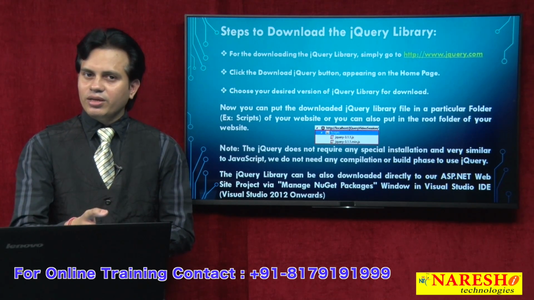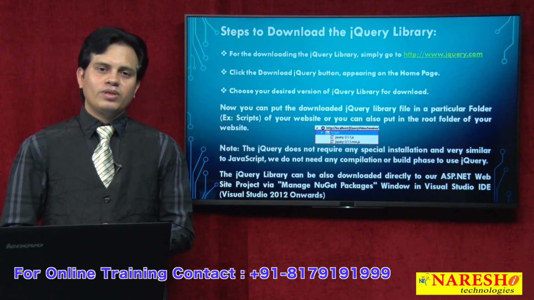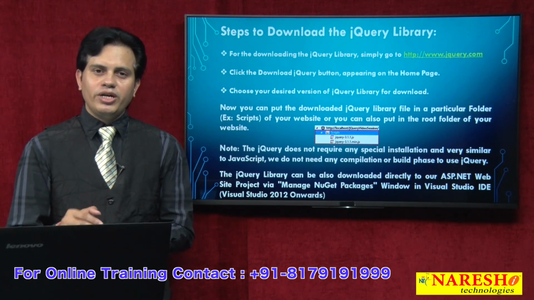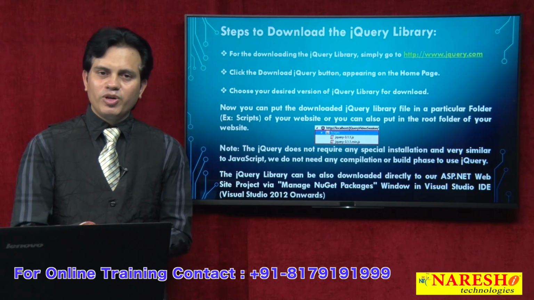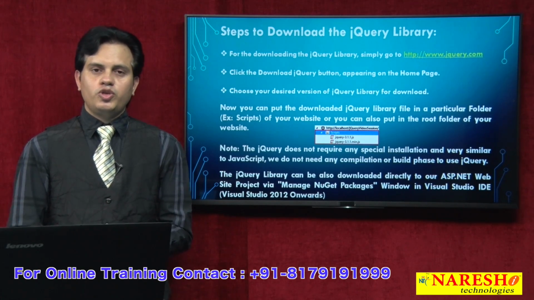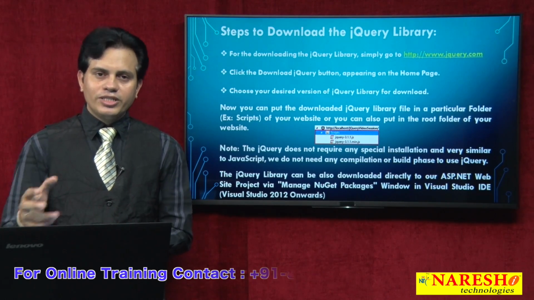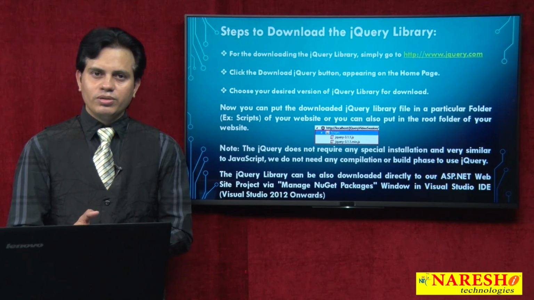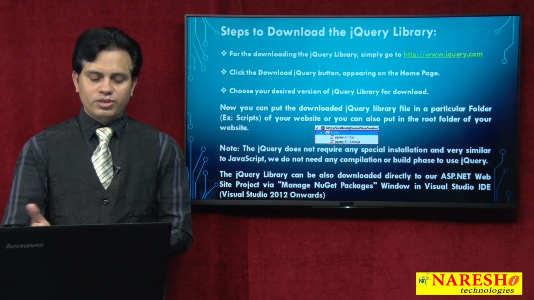As I said earlier, it shows two options. One is the development version, that is uncompressed code. One is the production version, that is compressed code. So you must choose whether you want to work with the development version or the production version. Choose your desired version of the jQuery library for download. So let's see practically how to download and keep it in your machine, and then we'll keep it in our website for use.